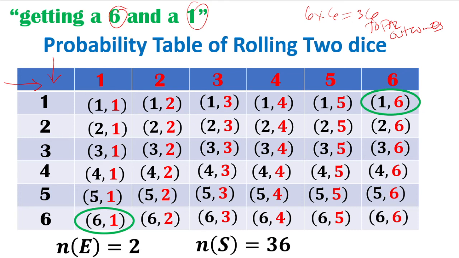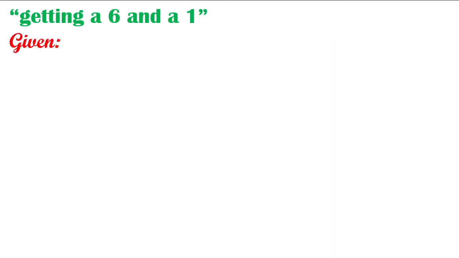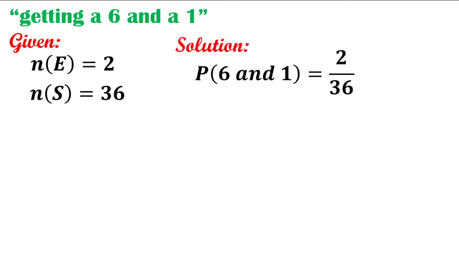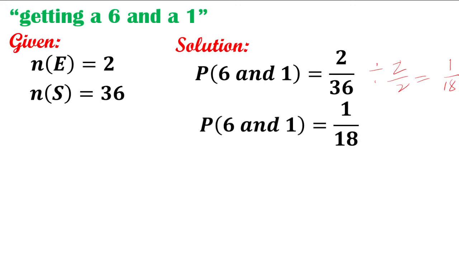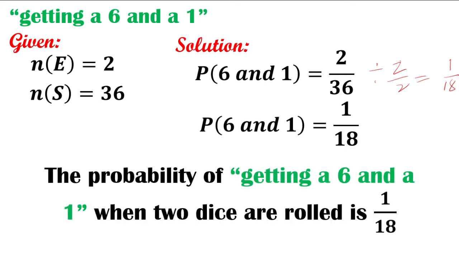So, what is now the probability of getting a 6 and a 1? So, again, in getting a 6 and a 1, you have 2 outcomes. And the total outcomes is 36. So, the probability of that is equal to 2 over 36. Now, you have to simplify 2 and 36 by dividing both sides by 2. 2 divided by 2, that is 1, and 36 divided by 2, that is equal to 18. Okay? So, the probability of getting a 6 and a 1 when 2 dice are rolled is 1 over 18.